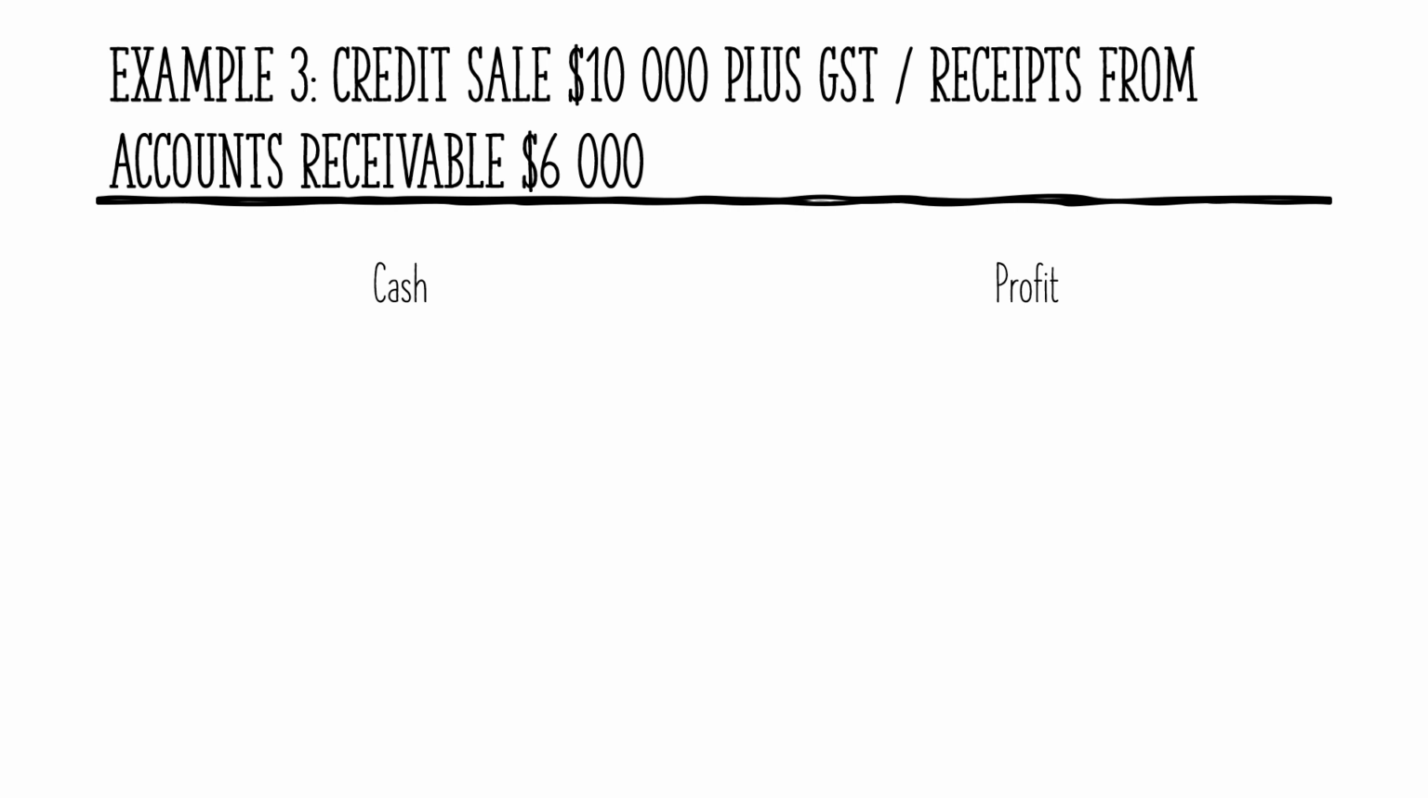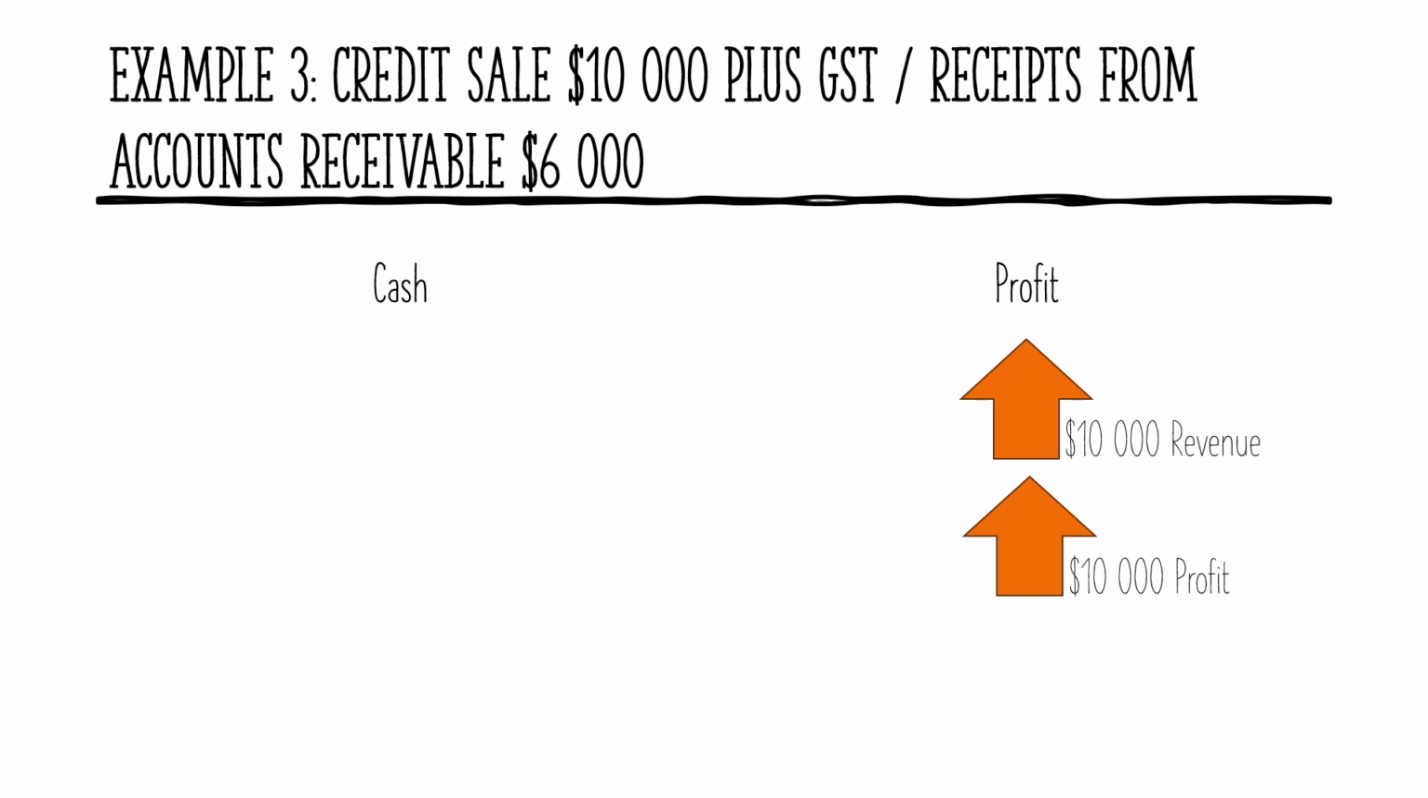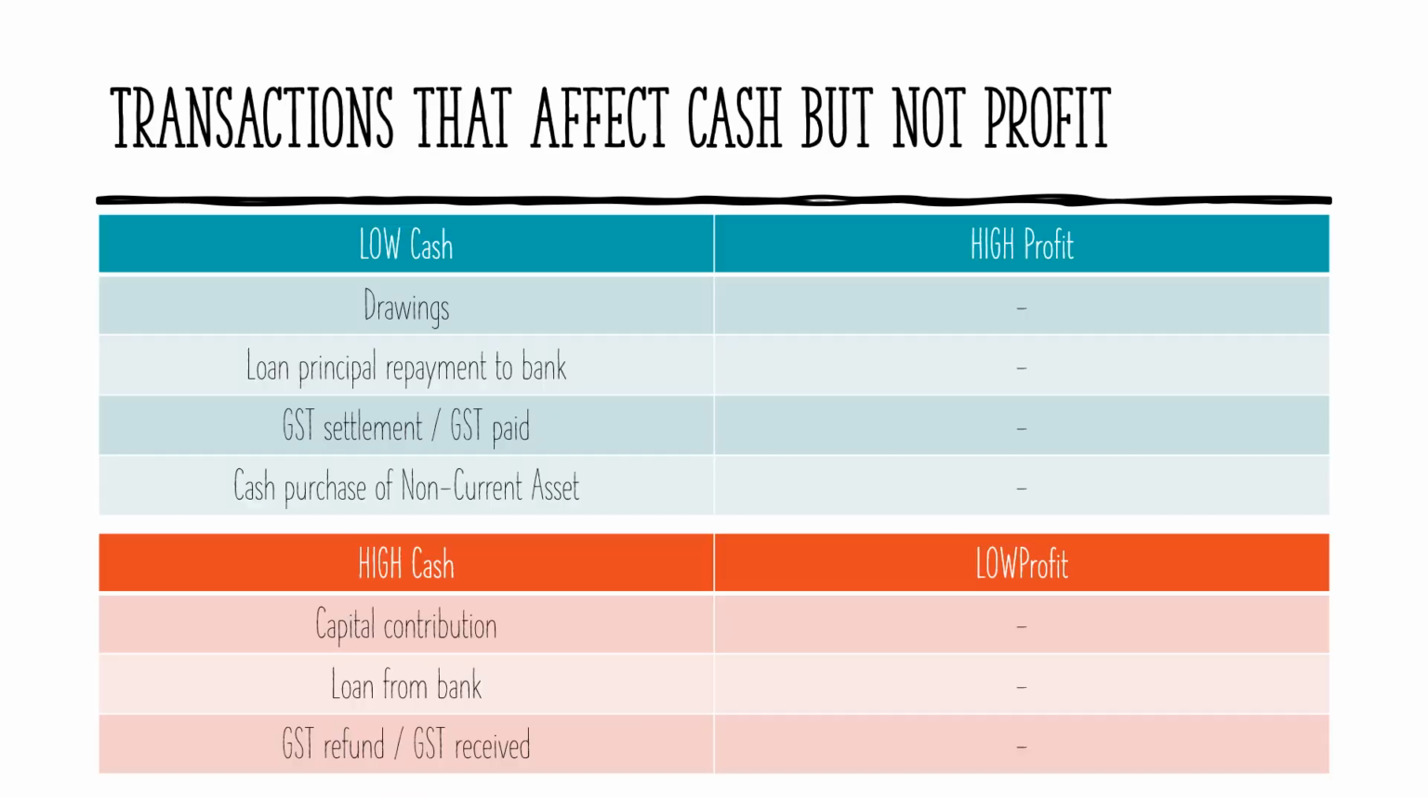In this third example, there was a credit sale of $10,000 plus GST, and the receipts from accounts receivable was only $6,000. The credit sale will increase revenue by $10,000 and therefore increase profit by $10,000. On the other hand, the receipts from accounts receivable will increase cash by only $6,000.